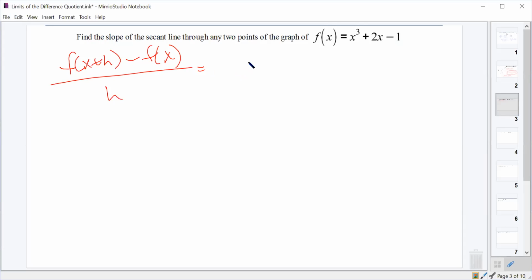Okay, let's try it. What is f of a? A cubed plus 2a minus 1. Right, a cubed plus 2a minus 1. What's f of, I don't know, z? Z cubed plus 2z minus 1, right? So what's f of x plus h?